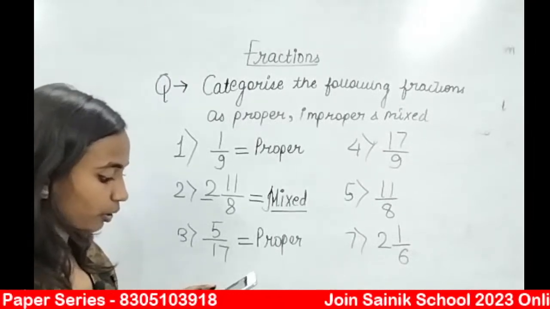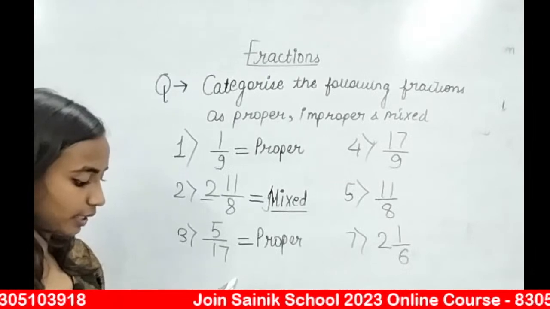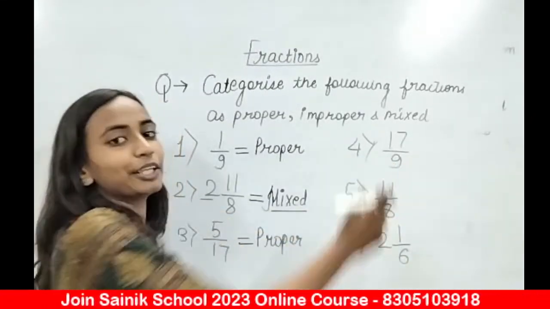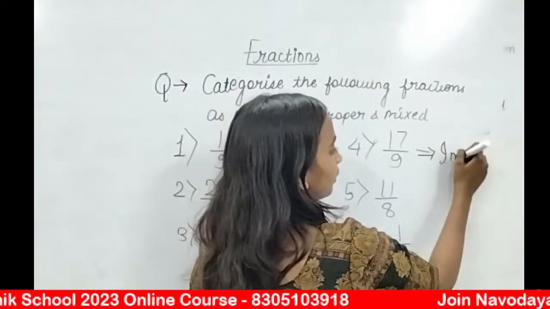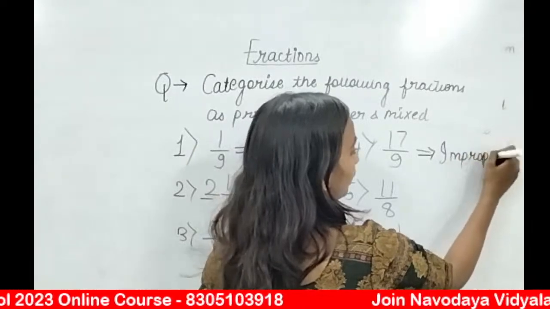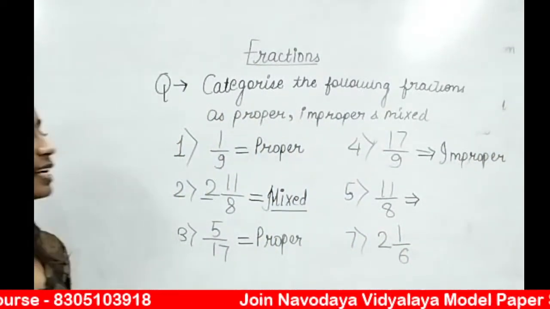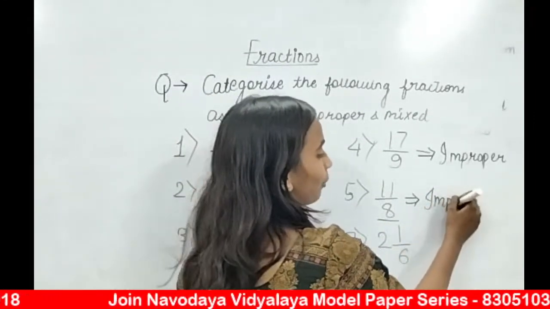Hartesh, Arun, Naveen, Akshat, Khushi. Very good, Viren. Correct once again. Good, everyone. 17 by 9. Denominator is smaller. Improper fraction. Denominator is smaller, so improper fraction. 11 by 8. Yet again, denominator is smaller. This is what? Improper fraction.